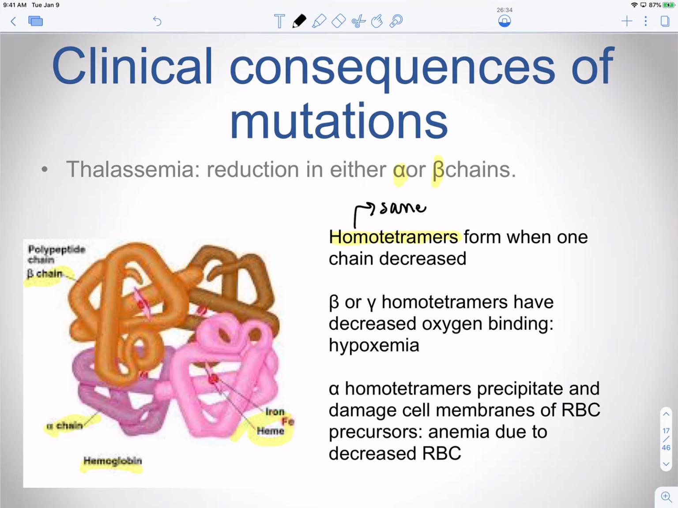If you have a beta or a gamma homotetramer, you have decreased oxygen binding, and this can lead to hypoxemia. Alpha homotetramers are going to precipitate, so they tend to come out of solution, which your blood is a solution, and so they're going to damage your red blood cell membranes, and this is going to lead to edema due to your loss of red blood cells due to the integrity of their membranes.